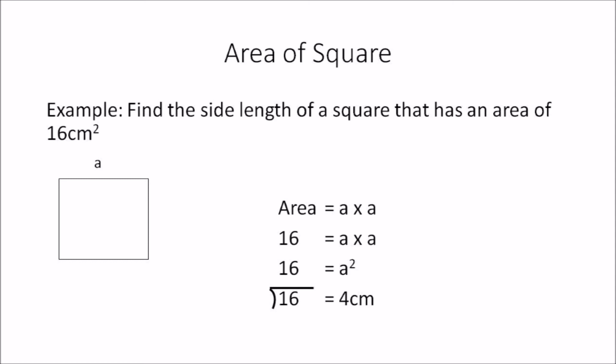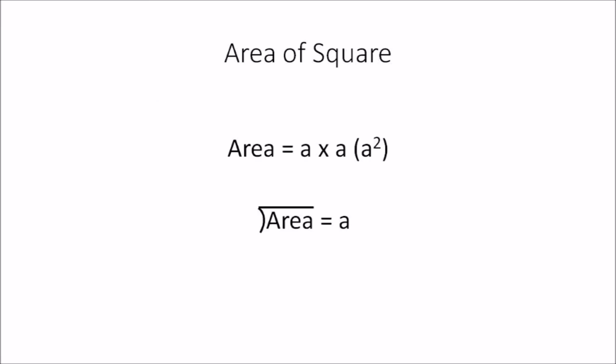You have to find A, and the easiest way to do that is to write A times A as A squared, because once it's squared, the opposite of squared is square root. So if you square root 16, the answer you get is 4. That means one of the side lengths of the square is 4, right? Because 4 times 4 is 16. So area is equal to A times A, or you can use area is equal to A squared, or whatever letter you're using to denote one of the side lengths.